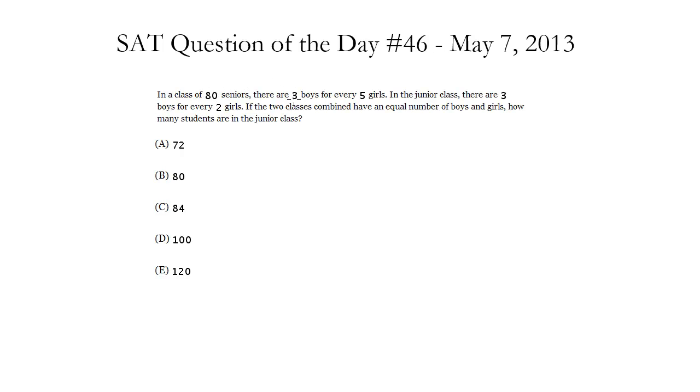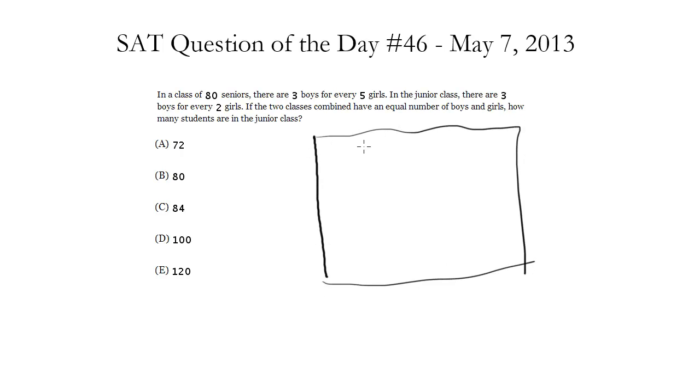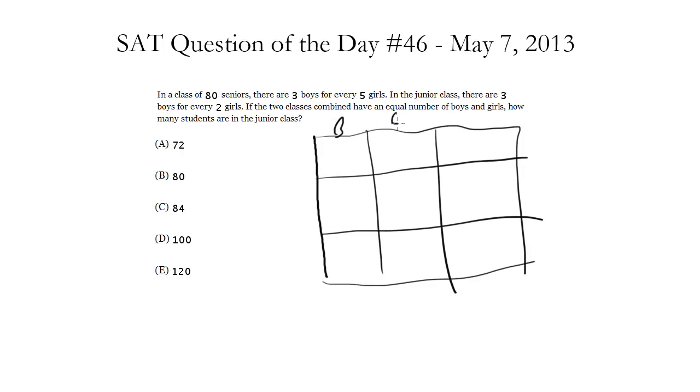So let's figure out the first part. It's a class of 80 seniors. There are 3 boys for every 5 girls. I like using this thing called the ratio box. I took it from the Princeton Review. It's just a really useful way to organize your information on these kinds of ratio problems. So boys, girls. It's a 3-to-5 ratio. So we add this up. The total is 8.